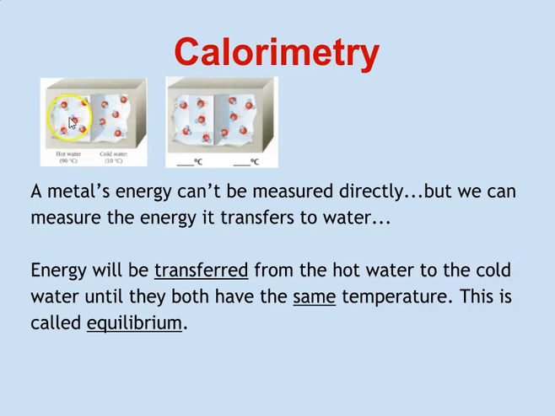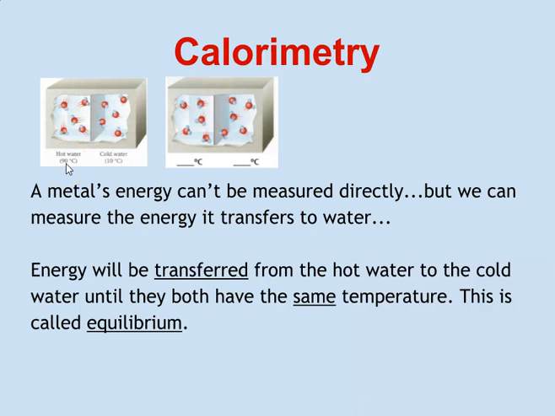Now, eventually, the two will end up at the same temperature. That would be called thermal equilibrium or just equilibrium. Energy is always transferred from hot objects to cold objects because the molecules are always bumping into each other and transferring that energy. Now, the metal's energy can't be measured directly. We can't directly measure how much energy is being transferred. There's no tool that measures that. But what we can measure is the temperature change.